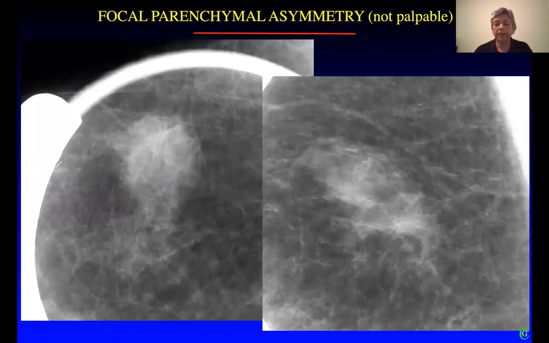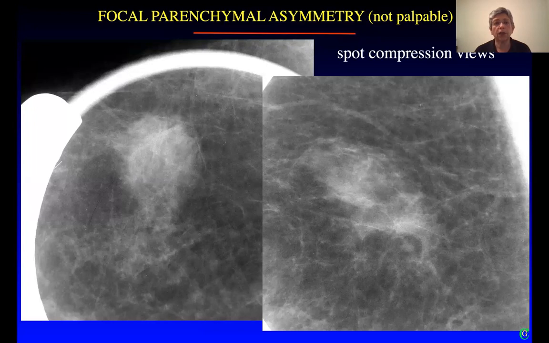Focal parenchymal asymmetry on the spot compression views. Notice how the characteristics of those lesions change significantly between the two projections. There's no underlying mass, there's no distortion, there's no calcifications. The physical exam on this patient is normal, and her ultrasound basically showed normal glandular tissue. This again falls into the probably benign category where we would recommend a 6-month follow-up.